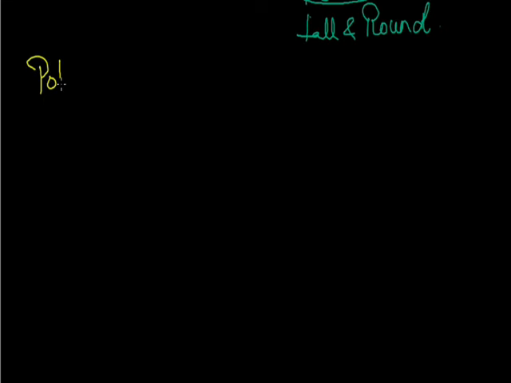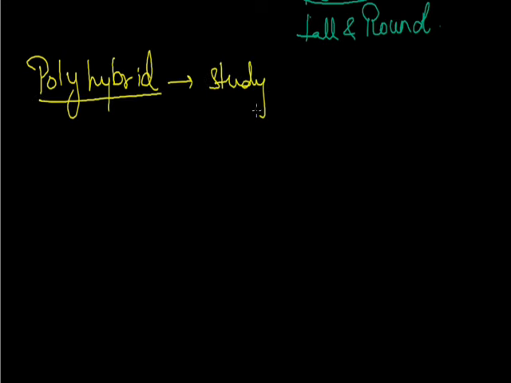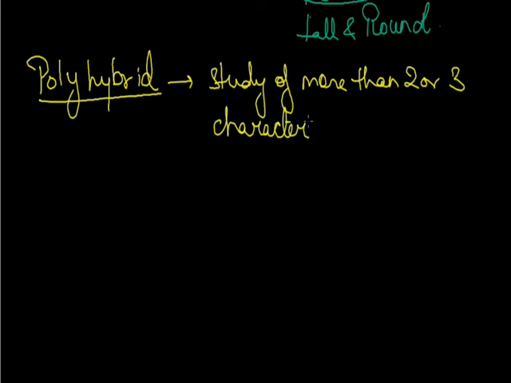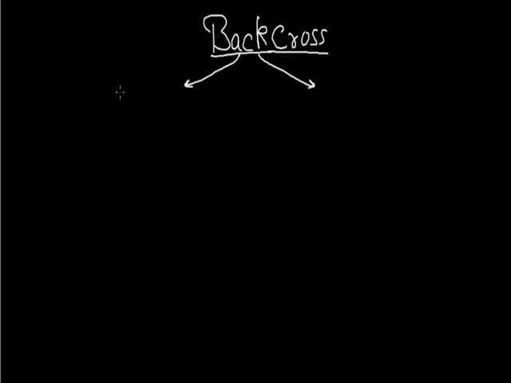Next we are talking about the polyhybrid cross. In a polyhybrid cross, we study more than two or three characters. The study of more than two or three characters is called polyhybrid. Next is the cross called test cross, which is called back cross. In a back cross, we are crossing the generation with the parent generation. Now here two types of cross are present. One is out cross and the second is test cross.